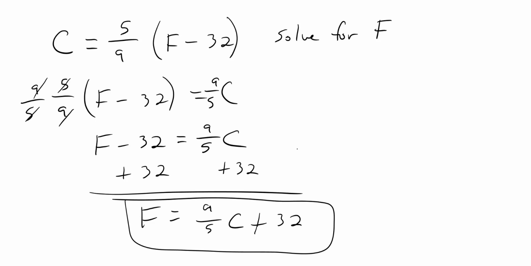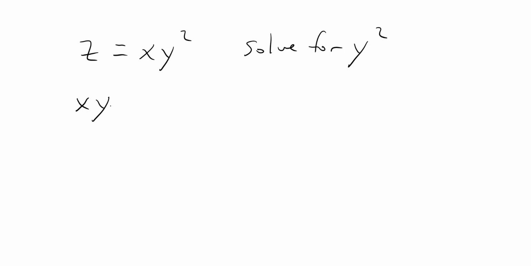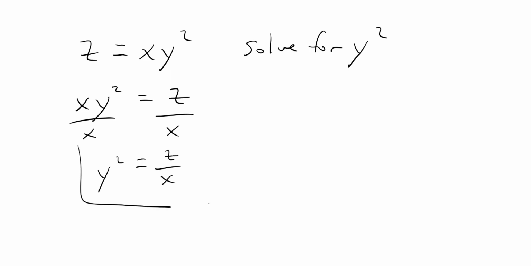All right, let's do another one here. How about this one? Z is equal to xy squared. And I'm going to ask you guys to solve for y squared. Okay, that's pretty easy. Again, as long as you follow these rules, guys, x times y squared equals z. I want to solve for y squared, so I need to get rid of the x. The y squared is going to stay the way it is, so I'm going to divide both sides by x. So you get y squared equals z over x. What? That's it? Yeah, you're done. Because I asked you to solve for y squared, and here we are, y squared.